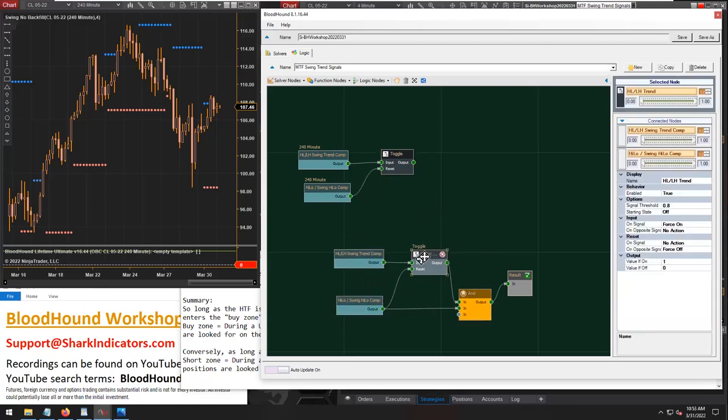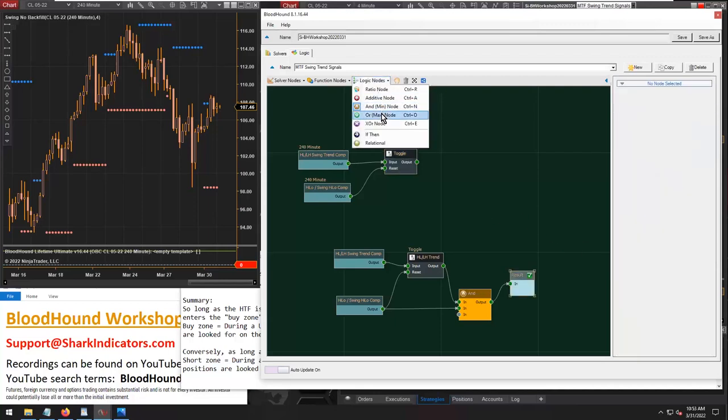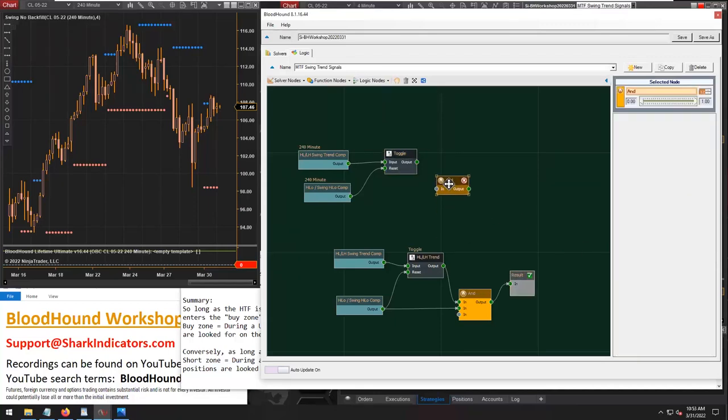So I'm going to set this up the same as how we have it down here. So this toggle node, if you remember, for the input on opposite signal is no action, but then on the reset, we have force off. So for this toggle node, the on opposite signal is going to be no action. And then for the reset, on opposite signal is force off. And then we need an AND node. So connect that in like so.